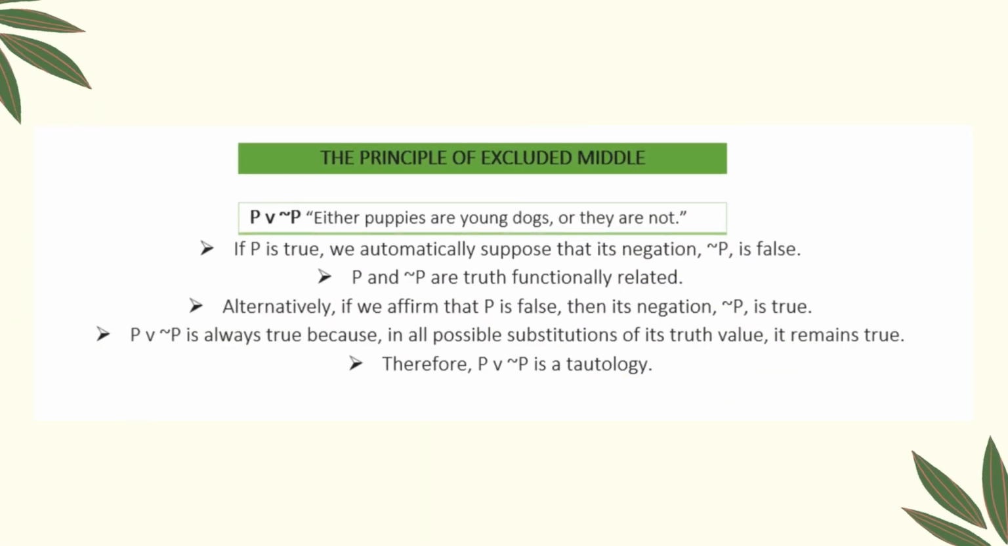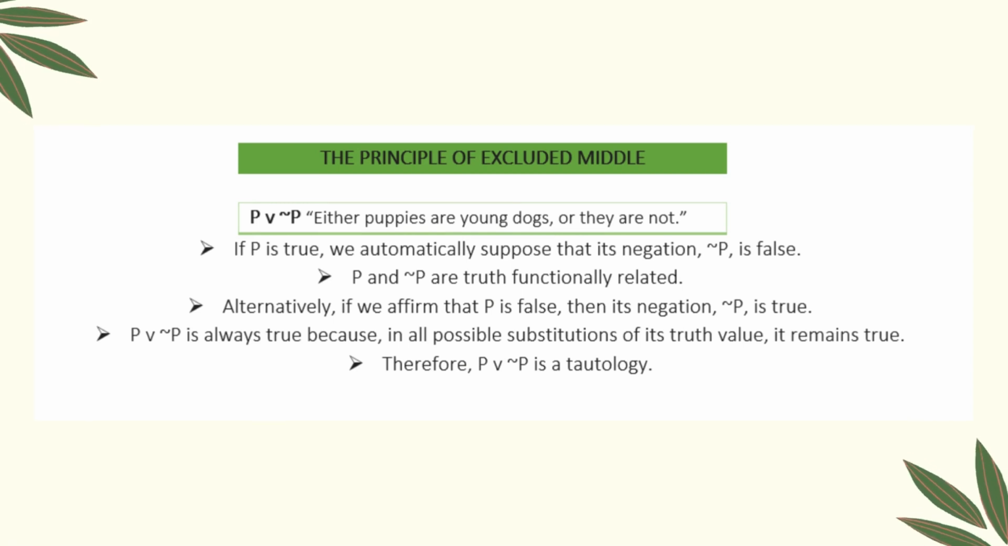Next is the principle of excluded middle. If P is true, we automatically suppose that its negation, not P, is false. P and not P are truth functionally related. Alternatively, if we affirm that P is false, then its negation, not P, is true.